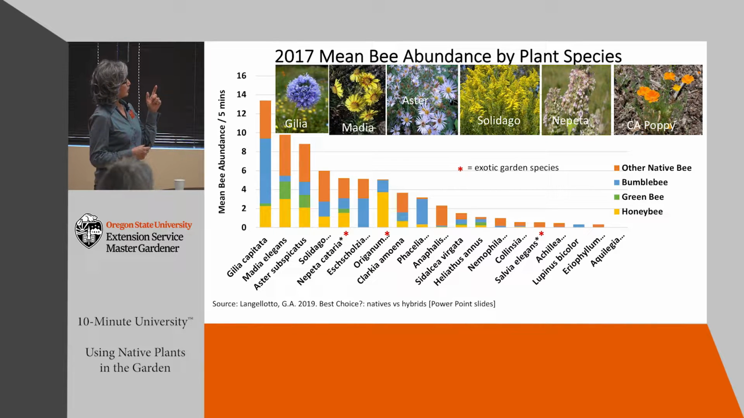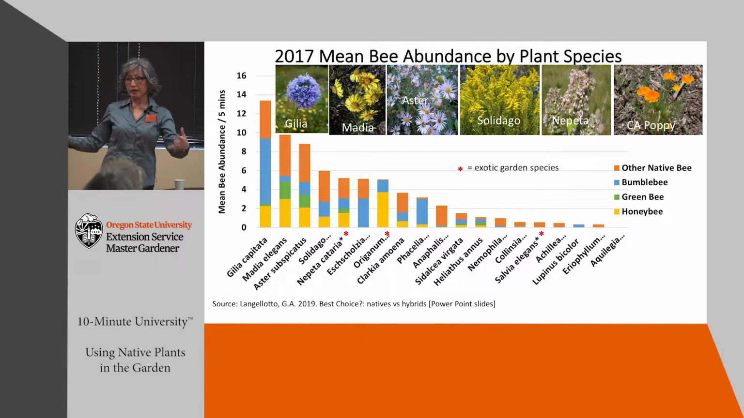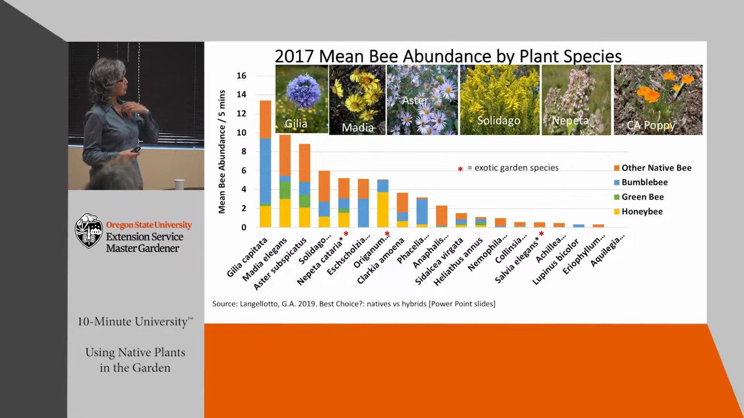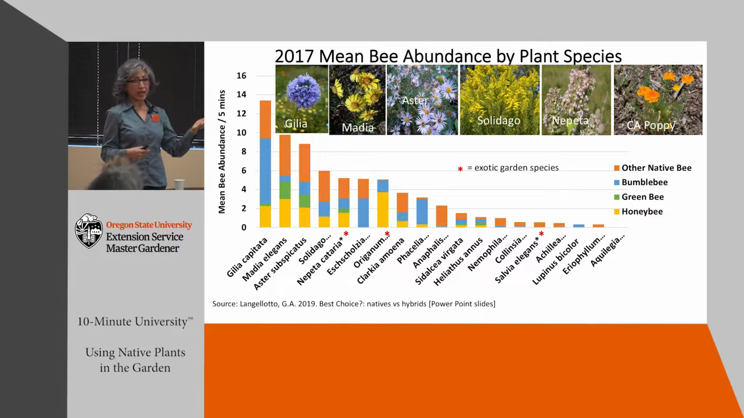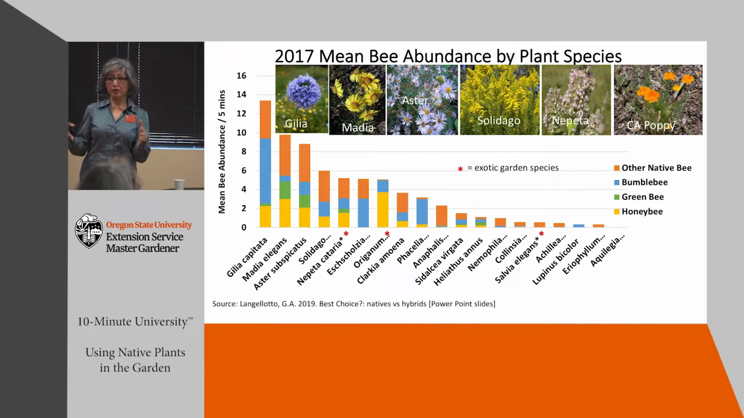Now, the graph here shows vertical bars that are the number of bees visiting the plant over 5 minutes. So the bigger the bar, the more attractive the plant, right? And secondly, in every bar, there are different colors. Yellow is honeybee, green is green bee, blue is bumble, and orange are the other natives. They haven't had time to do all the detailed segregation of the bees, so they lump them into groups to give us a general idea.